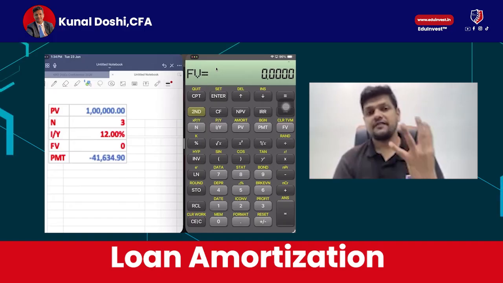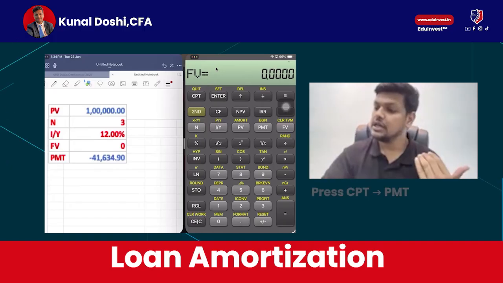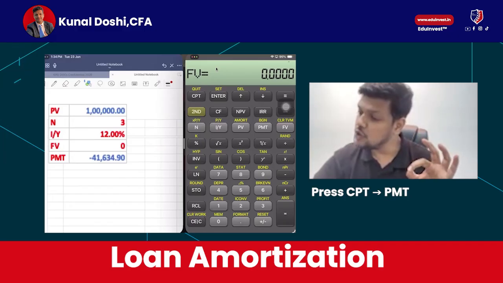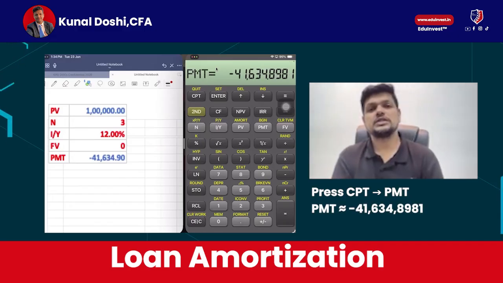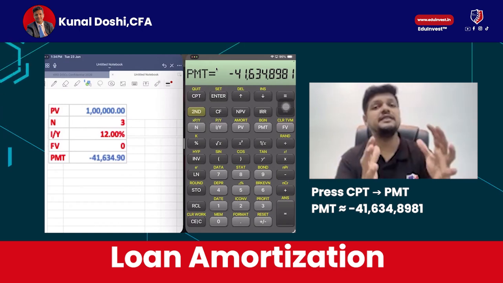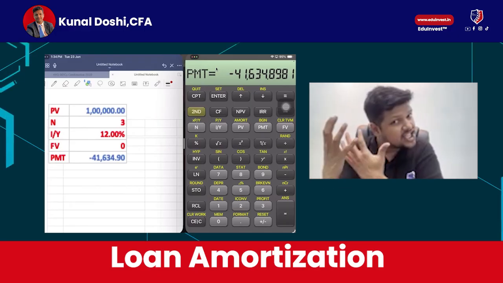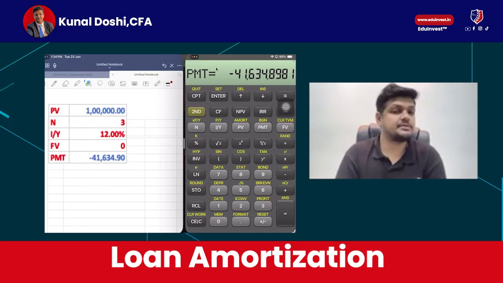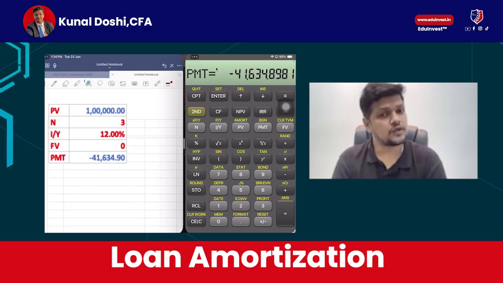Now here, since we have 4 components, we are going to find the installment. So when I press compute PMT, I will get the installment amount. Why is the amount negative? Because remember the rule, the PV and FV will not have the same sign. Since PV is the loan, which is a cash inflow for you, PMT is your installment, which is a cash outflow. So both will never have the same sign. The input and output don't have the same sign. That is a logic which the calculator also follows.